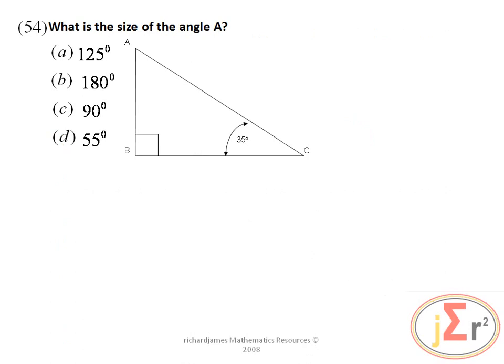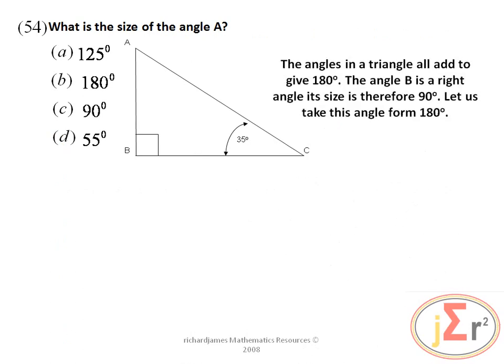What is the size of the angle A? The angles in a triangle add to give 180 degrees. The angle B is a right angle, and its size is therefore 90 degrees. So let us take this angle from 180 degrees. So we can just eliminate angle B from our problem. But it is also inside of that triangle.